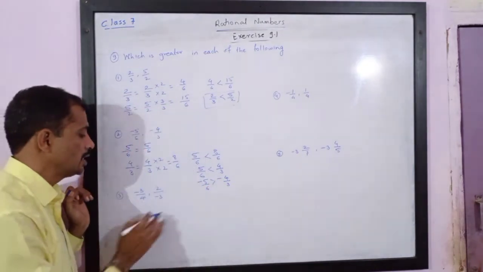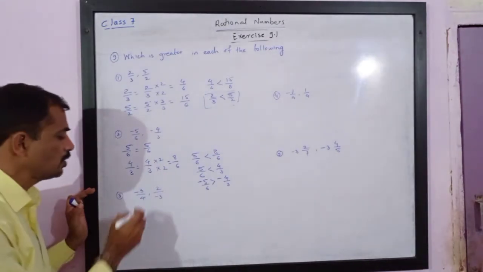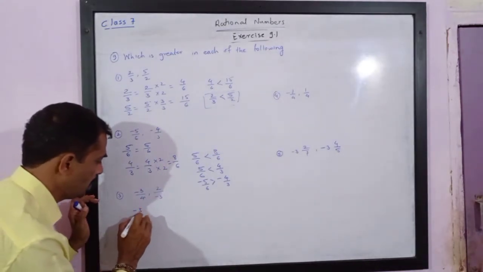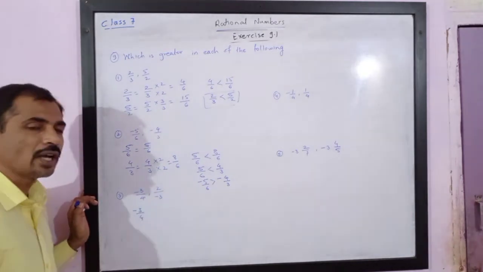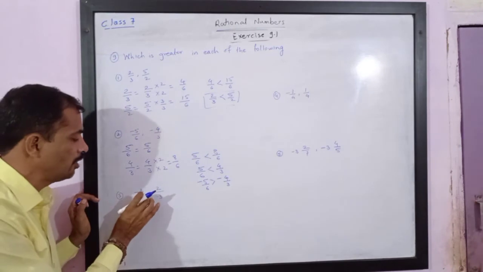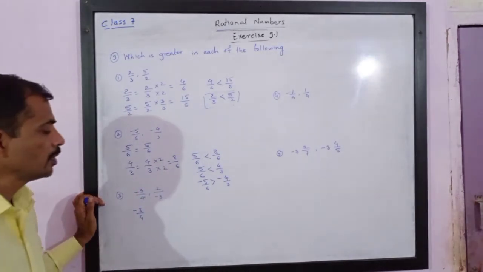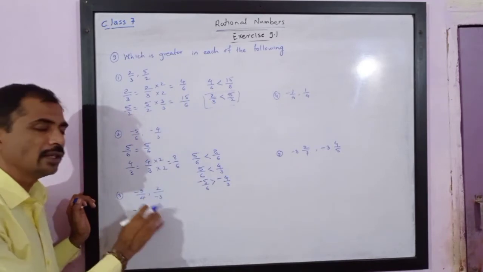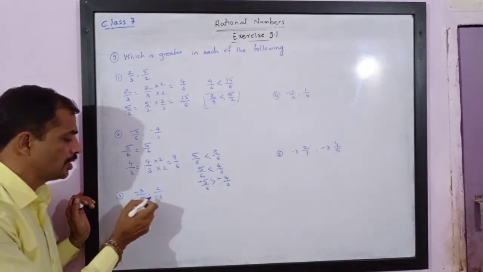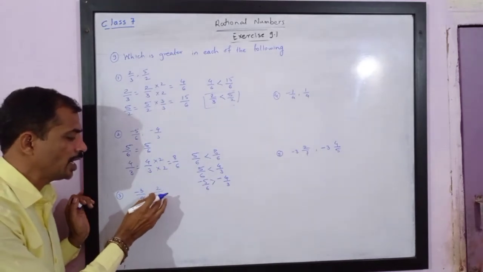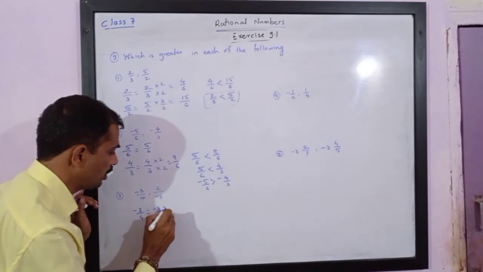Now the next fractions are negative 3 upon 4 and 2 upon negative 3. So the first fraction is negative 3 upon 4. Here both numbers are co-prime, so we have to multiply. If the numbers are co-prime, that is, if they don't have any common factor, then we have to multiply the first fraction by the other side's denominator. But the denominator is not in standard form, so I will multiply this negative 3 upon 4 by 3.